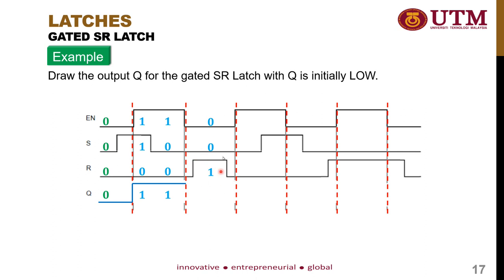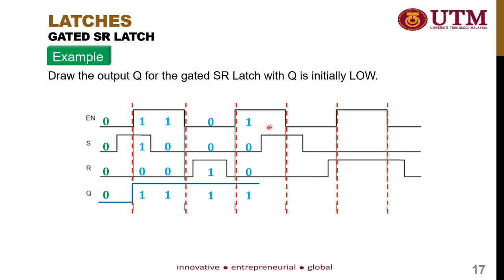So it doesn't care what S and R are, the value will be retained. And then we see enable equals 1, S equals 0 and R equals 0. So it means that the latch will store the data. So the output will still be retained.